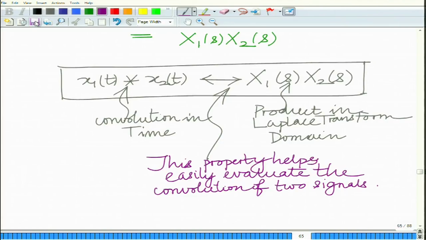This property helps easily evaluate the convolution of two signals, because rather than evaluating a convolution, which is typically slightly difficult as it involves an integral, if one has knowledge of the Laplace transforms of the two signals, then the Laplace transform of the convolution can be rather readily evaluated by the multiplication of the Laplace transforms of these two signals. So, that is important. It is a very convenient tool.